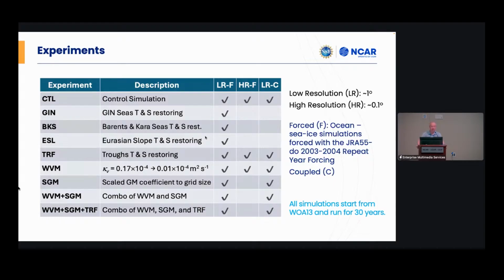I don't want you to remember everything, but most of them are restoring experiments. We did low resolution, nominal 1 degree simulations, as well as high resolution, that's 10th of a degree, denoted by HR. Most of our experiments, as you can see, are forced ocean sea ice simulations, and forcing comes from JRA 55, and for this case, these biases appear relatively quickly, and we decided for simplicity to use simple repeat year forcing for the 2003-2004 segment.